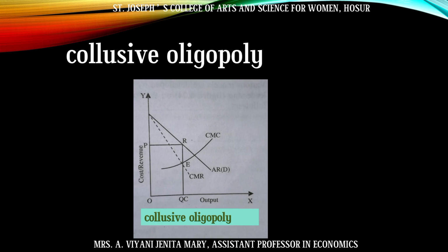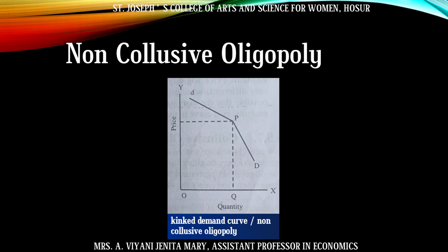Next one is non-collusive oligopoly. It is otherwise called the kinked demand curve. The kinked demand curve model was developed by Paul Sweezy in the year 1939. The firms under oligopoly try to avoid any activity which could lead to price wars among them. The firms mostly make efforts to operate in non-price competition for increasing their respective shares of the market and their profit. An analytical device which is used to explain oligopolistic price rigidity is the kinked demand curve.